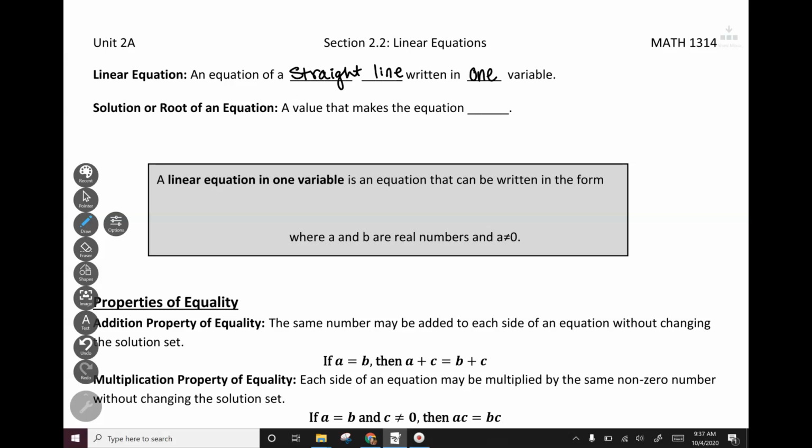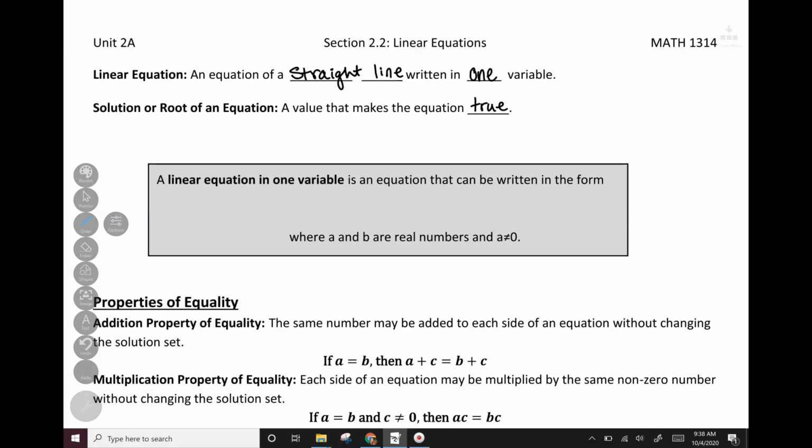Solution or root of an equation. So a solution or root is a value that makes the equation true. So if you take that value and plug it in for the variable in the equation, it will make both sides equal. And that is a solution.